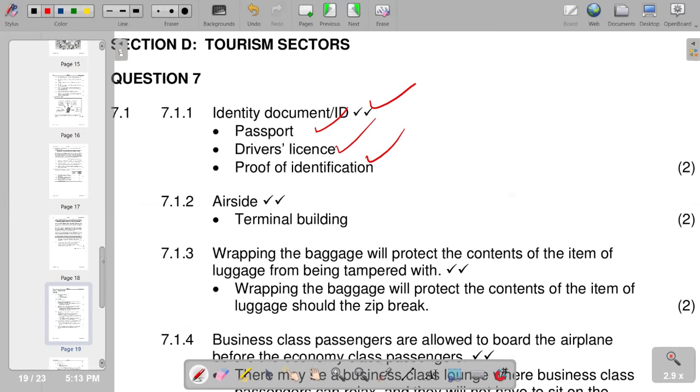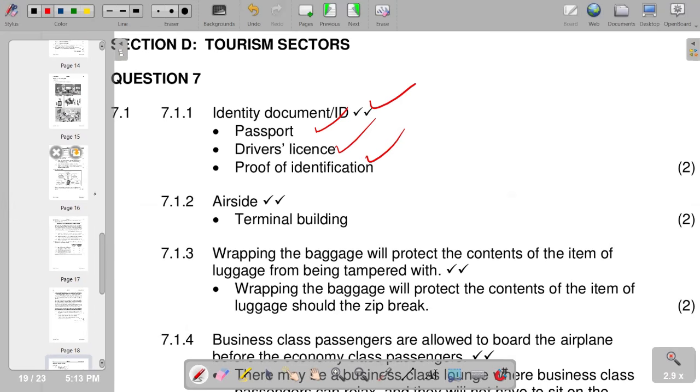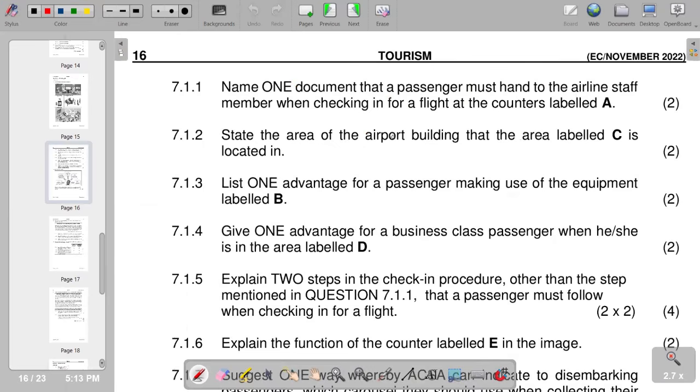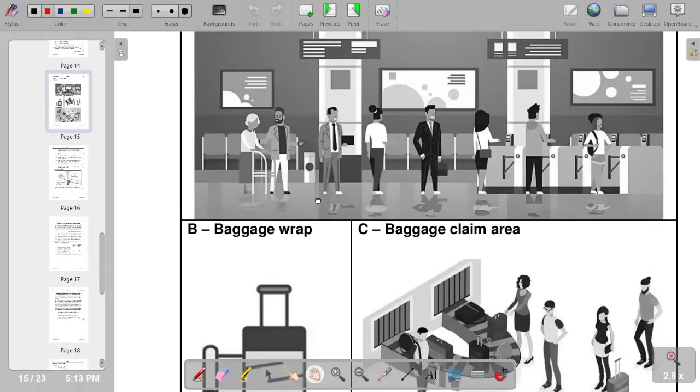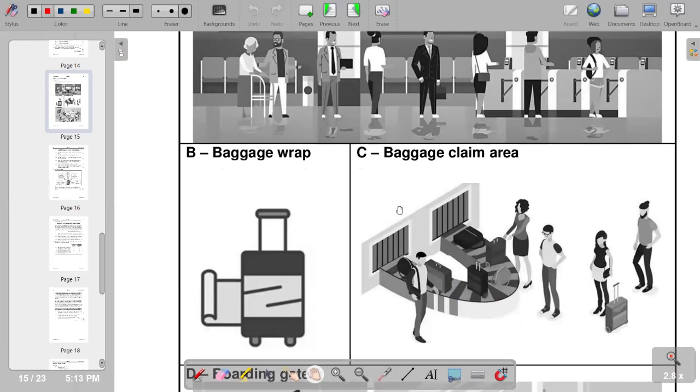So we move on to the next part, which says to state the area of the airport building that the area labeled C is located in. The area labeled C is the baggage claim area. So where exactly is it located? That is the air side. It is part of the air side.